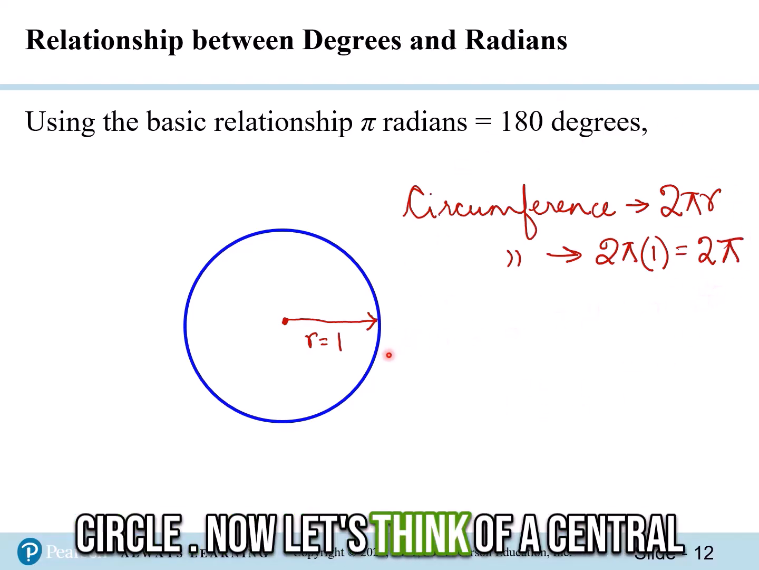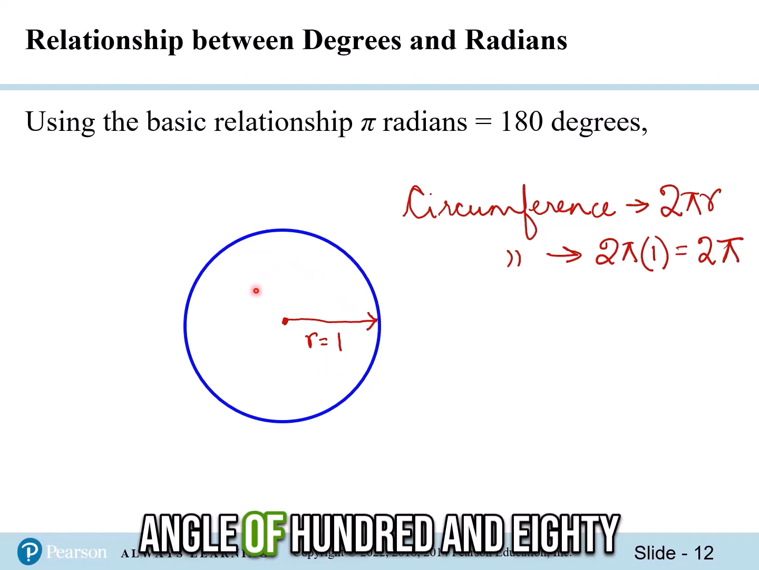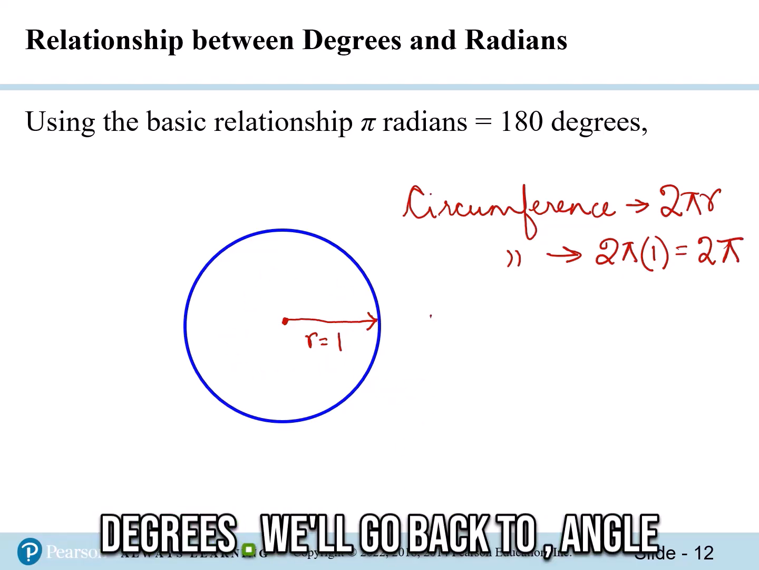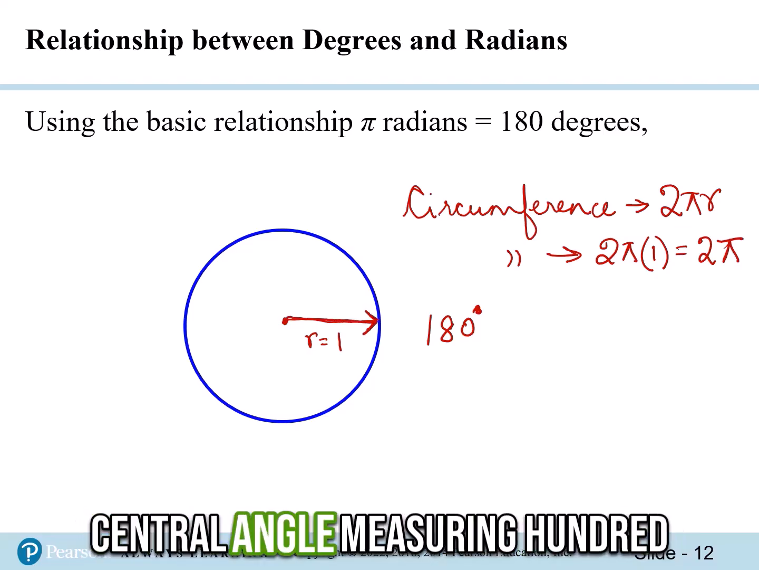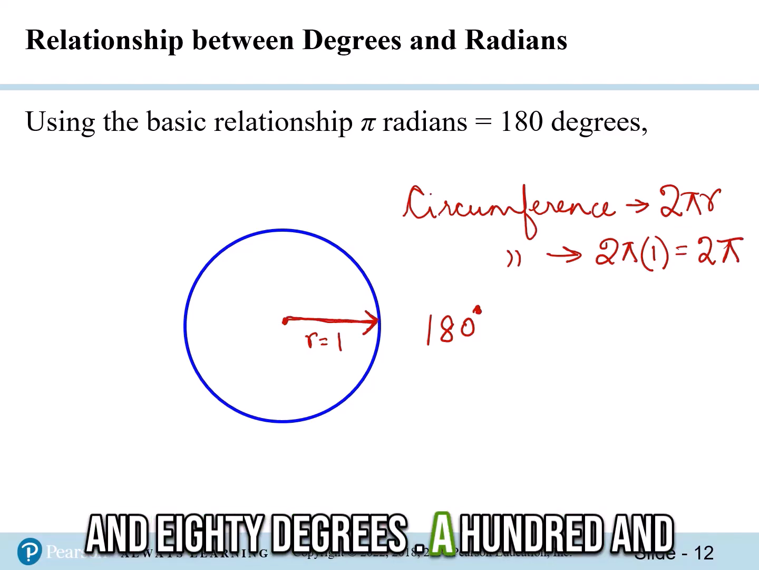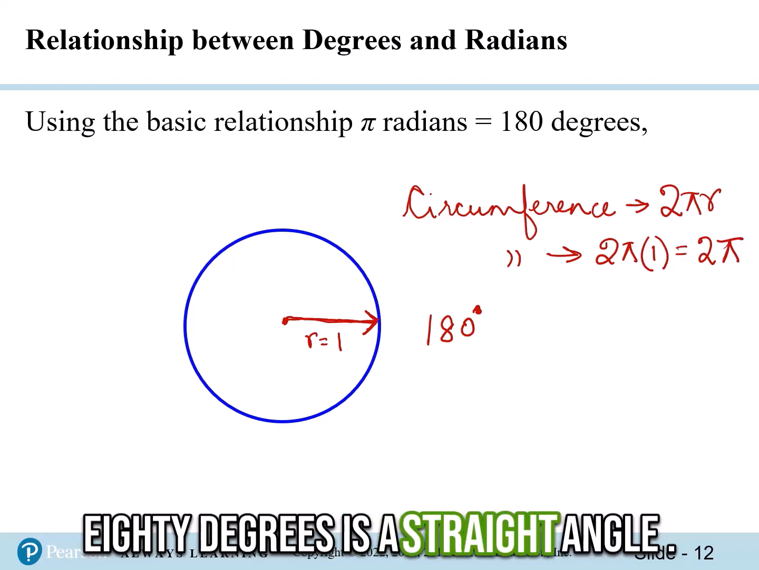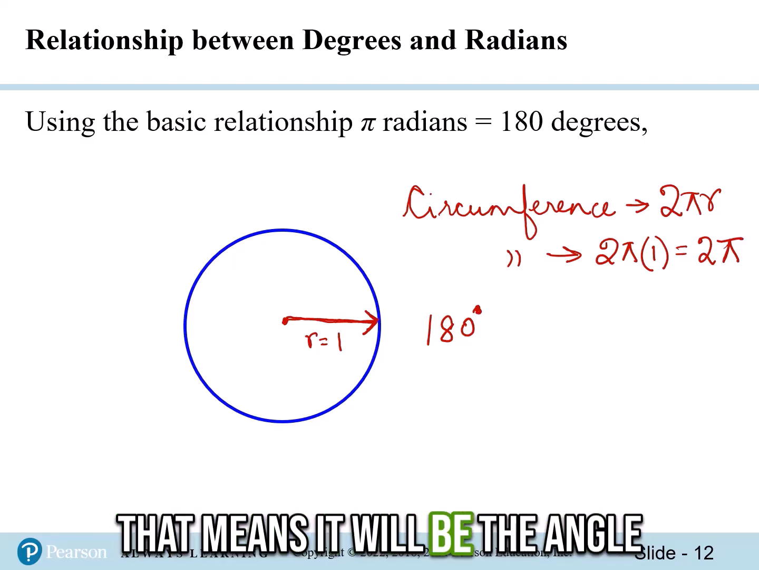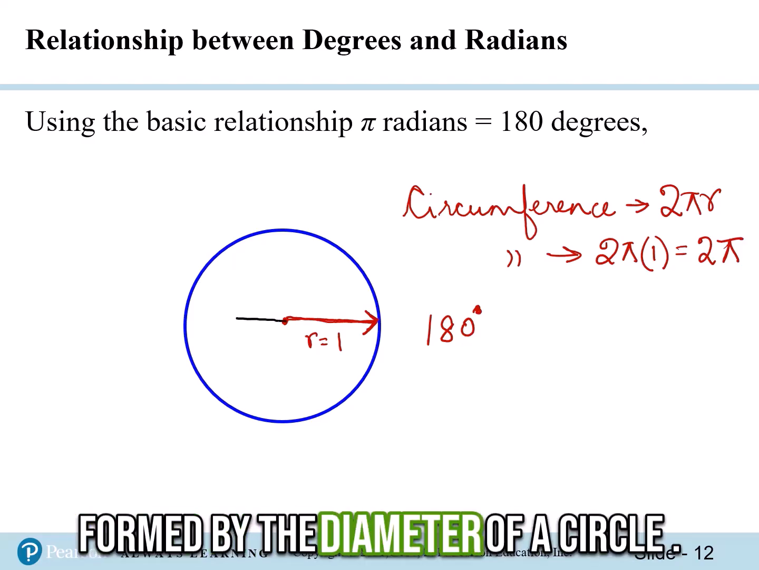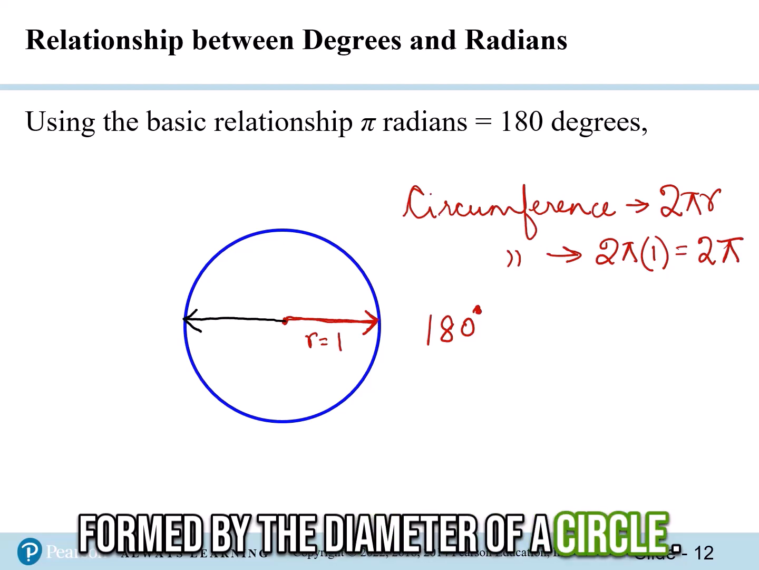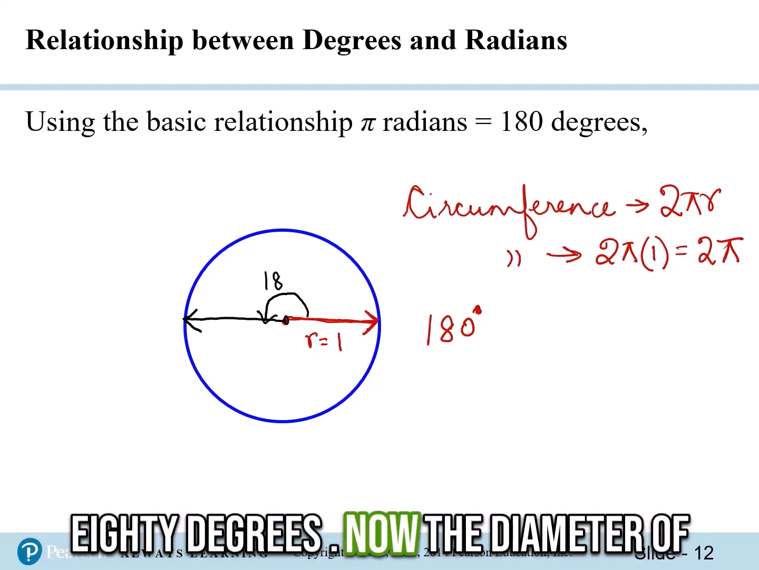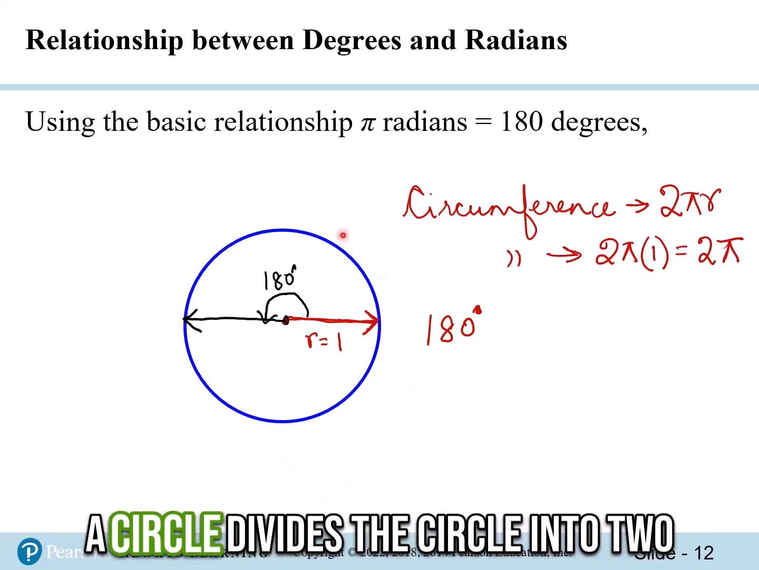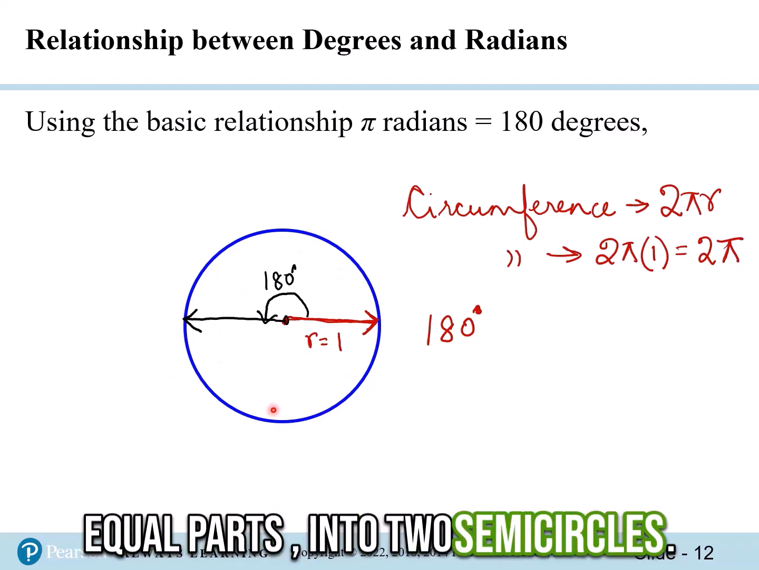Now let's think of a central angle of 180 degrees. We'll go back to angle measures in degrees and think of a central angle measuring 180 degrees. Now 180 degrees is a straight angle. That means it will be the angle formed by the diameter of a circle. So this angle here is 180 degrees. Now, the diameter of a circle divides the circle into two equal parts, into two semicircles.